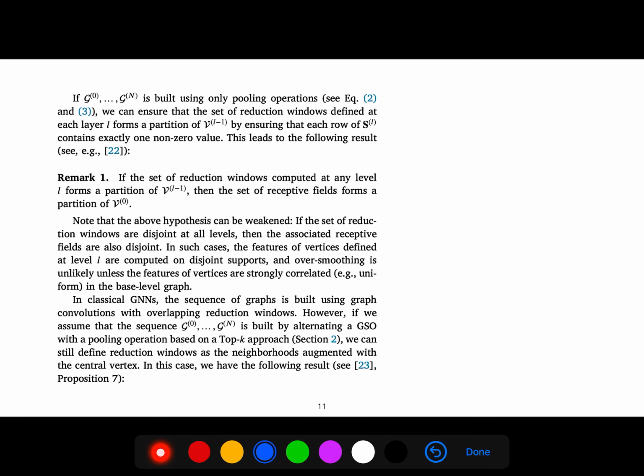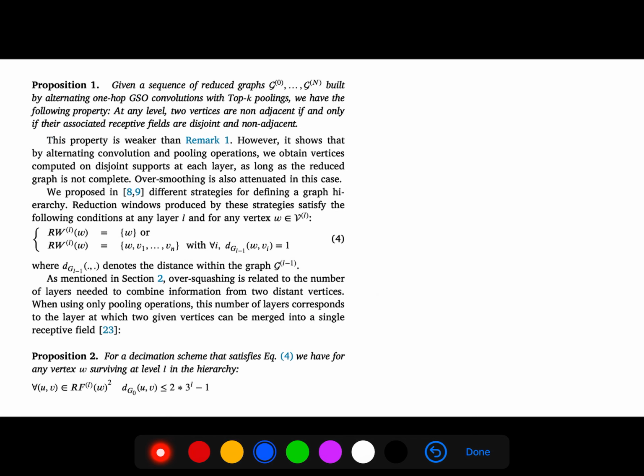If the set of reduction windows computed at any level forms a partition, then the set of receptive fields forms a partition. And they have a proposition that says, given a sequence of reduced graphs built by alternating one-hop GSO convolutions with top K pooling, we have the following property. At any level, two vertices are non-adjacent if and only if their associated receptive fields are disjoint and non-adjacent.